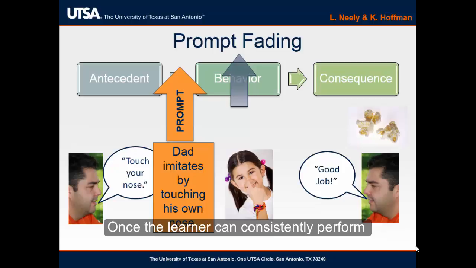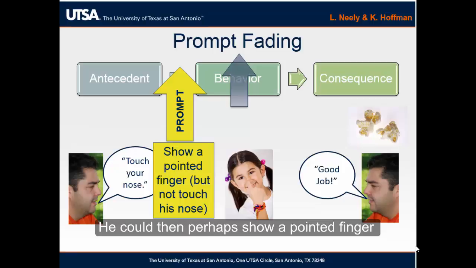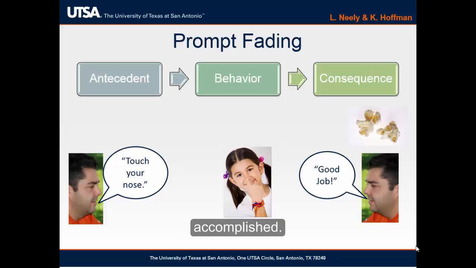Once the learner can consistently perform touching her nose with only dad modeling the prompt, then dad will fade his prompt even more. He could then perhaps show a pointed finger and not actually touch his nose. Once the learner can respond consistently with this prompt, he could then fade to simply delivering the instruction. If the learner can respond correctly, he continues to reinforce the correct independent response, and the goal of independently learning a skill has been accomplished.